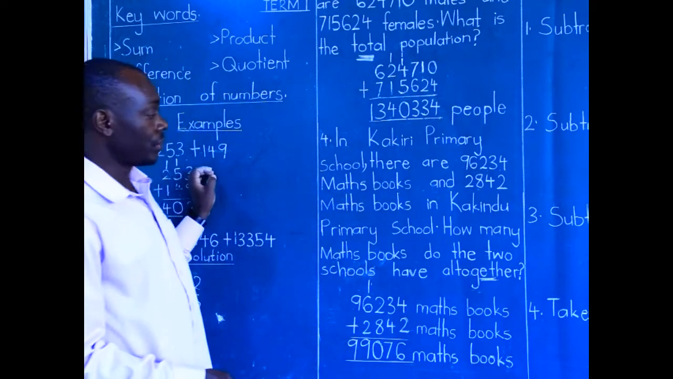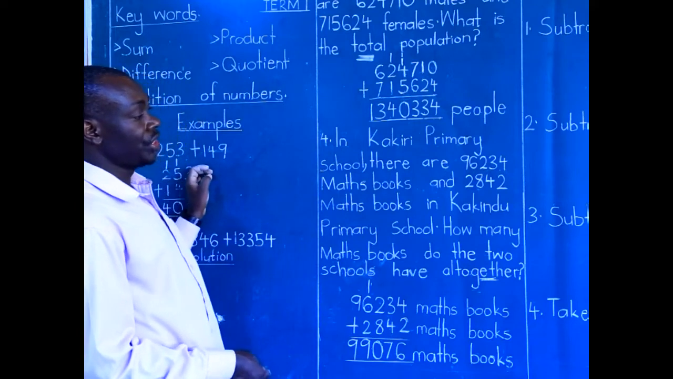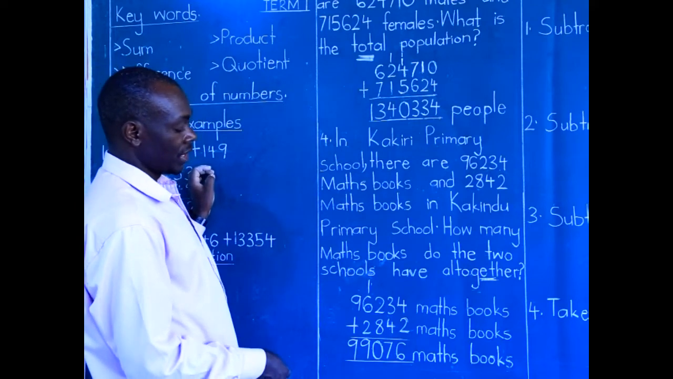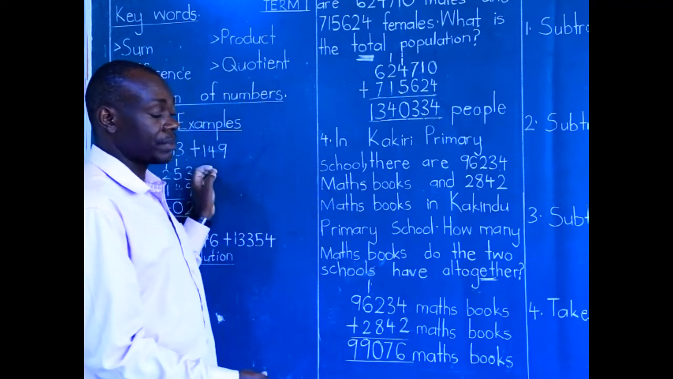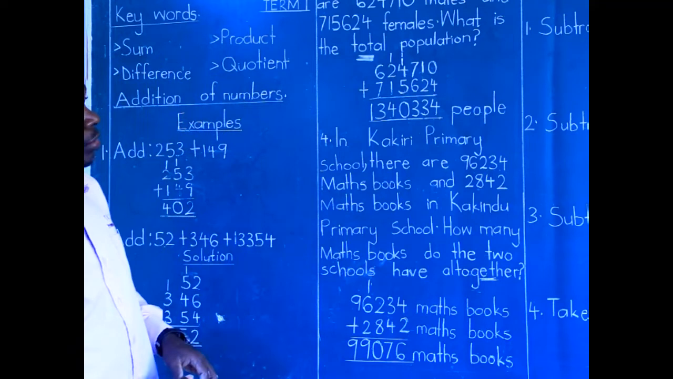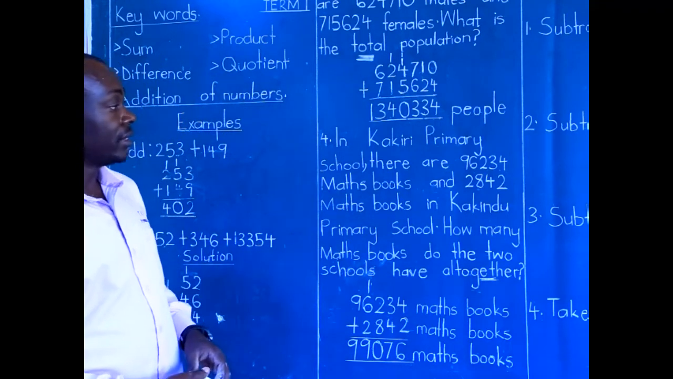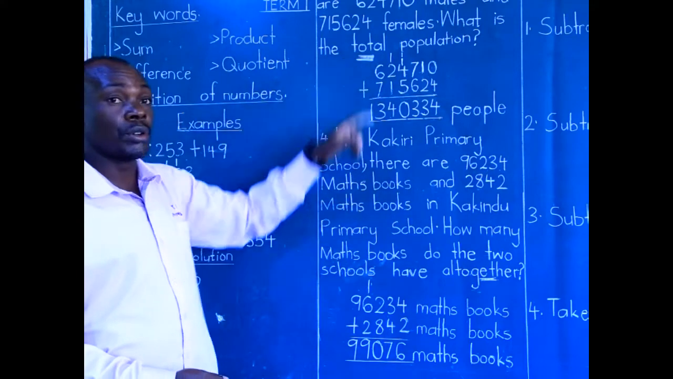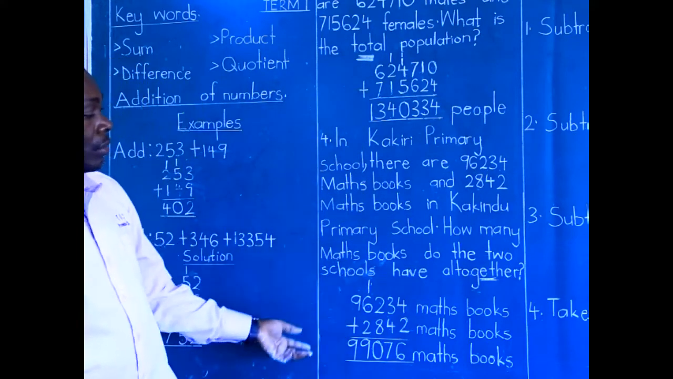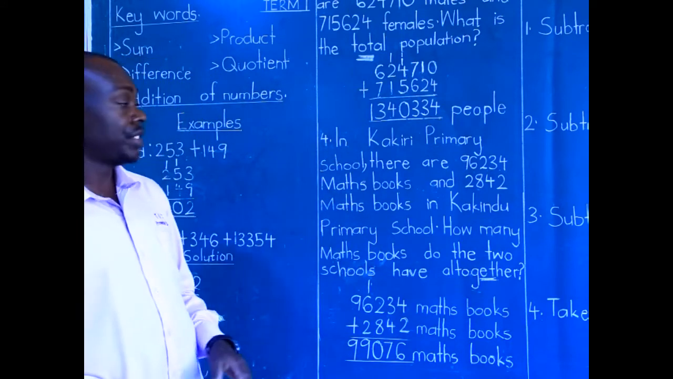Then in total, the 2 schools, Kachiri Primary School as well as Kachindu Primary School, have got a total of 99,076 math books. Both belong to math, and that is how we detect addition. In number 3, the word total calls for addition, and the word altogether in number 4 called for that addition.